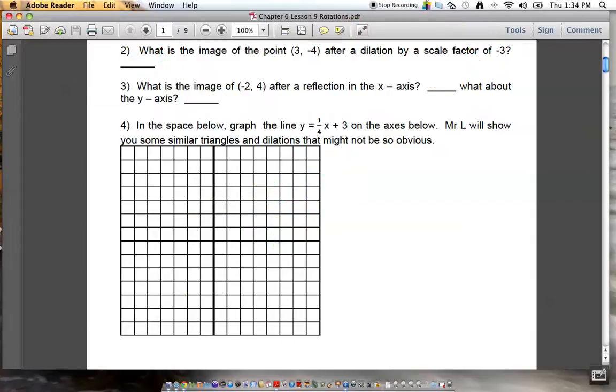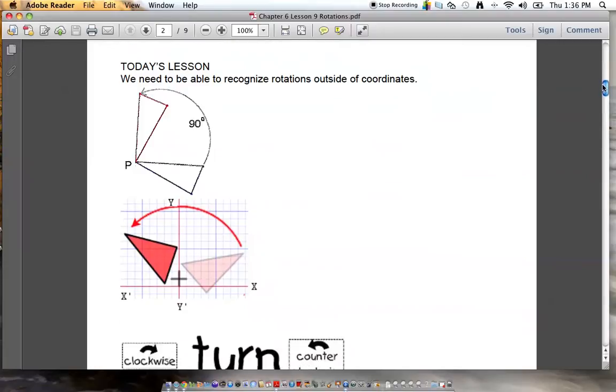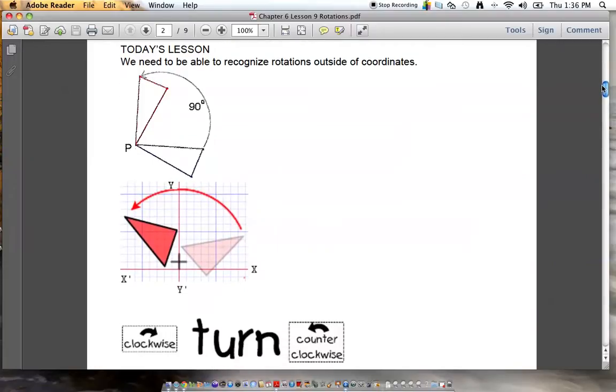All right, so if you can handle those kind of questions, that means you have a pretty good grasp on what we've been talking about so far. Today, well, first off, there are 4 different types of transformations we need to learn about in this chapter. The first one, done, dilations. The second one, done, reflections.